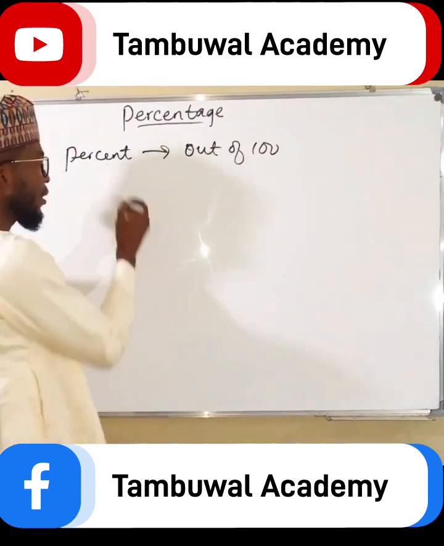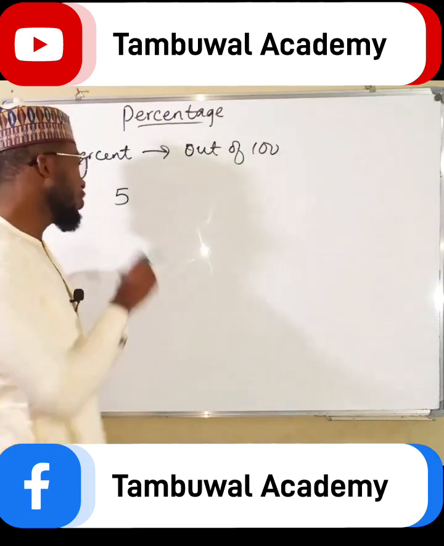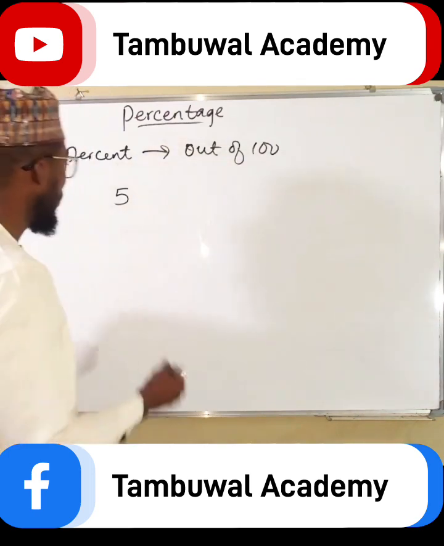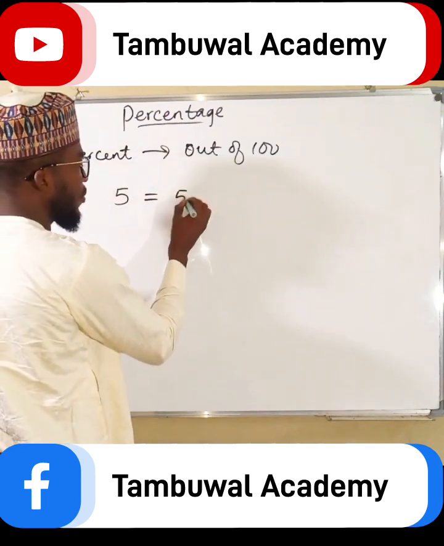So what about whole numbers? To convert a number like 5 into percentage, it is as simple as multiplying the number by 100. So 5 times 100 will give us 500%.